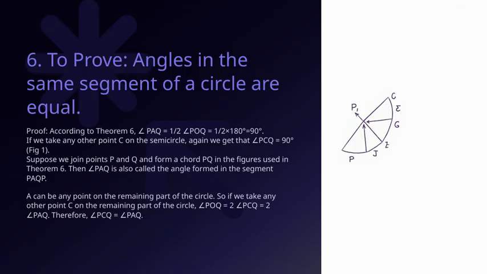Now, if we join points P and Q to form the chord PQ, we can think of PAC as the angle in the segment PAQP. Remember, it can be any point on the remaining part of the circle, not just a specific spot. So when we choose any other point C on that part, the relationship holds. The measure of POC is twice PCQ and also twice PAC. This leads us to the key conclusion. PCQ equals PAC. It's a beautiful demonstration of how angles in the same segment of a circle are equal, tying together the entire theme of circle geometry and symmetry.